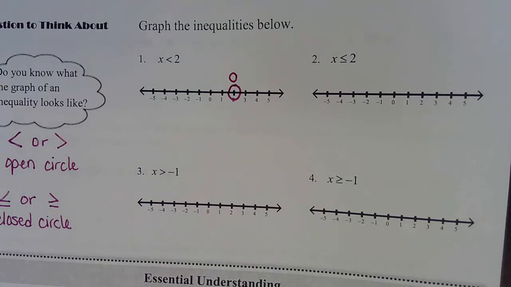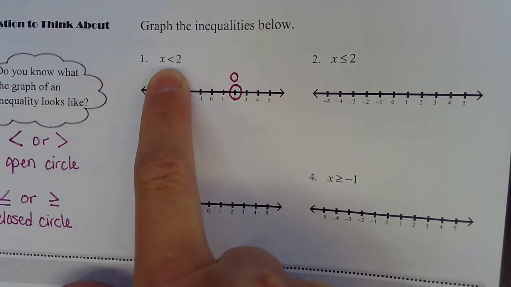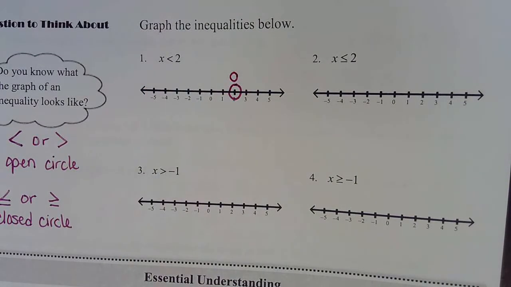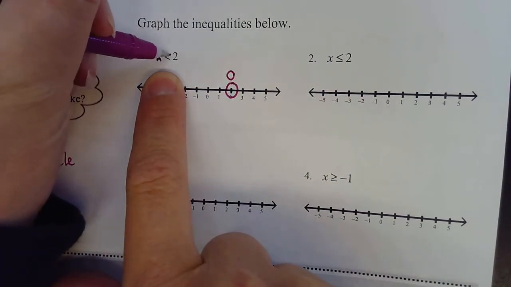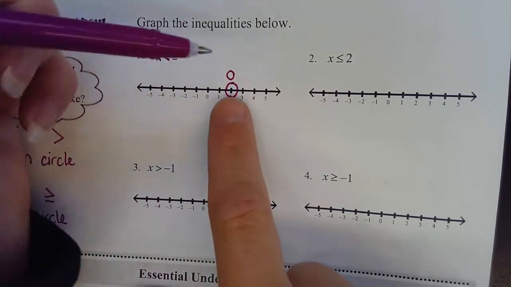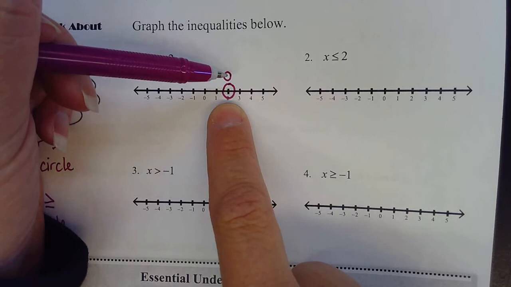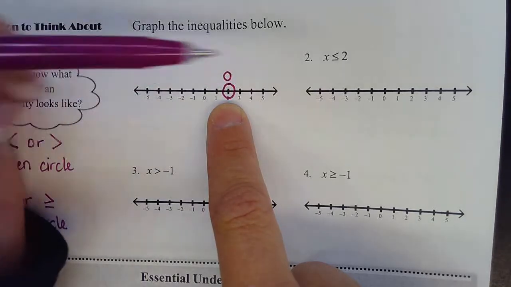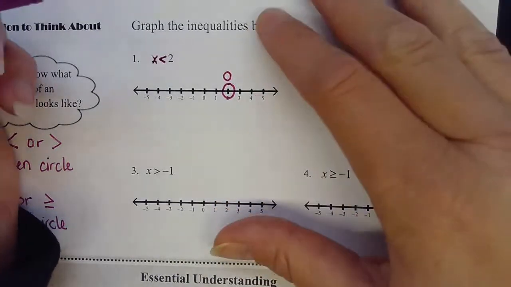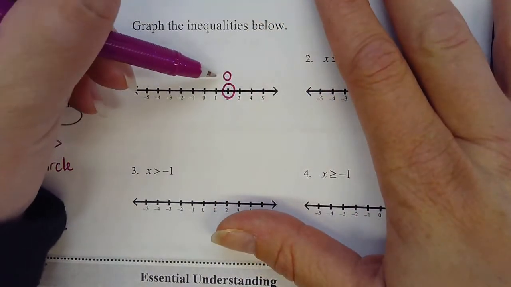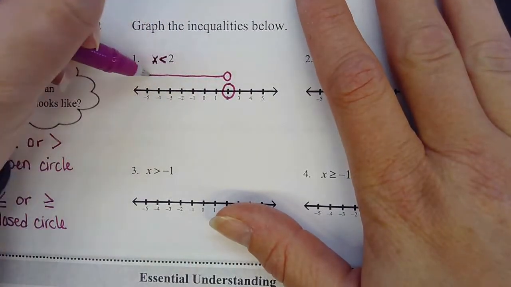After you've drawn your circle, now you need to go back and you're going to shade where the solutions are. So the solutions to this inequality are the x values that are less than 2. So looking at your circle, where are the x values that are less than 2? To the left or to the right? Left. So less than 2 would include 1, 0, -1, so on and so forth. So I'm going to draw my line to the left.